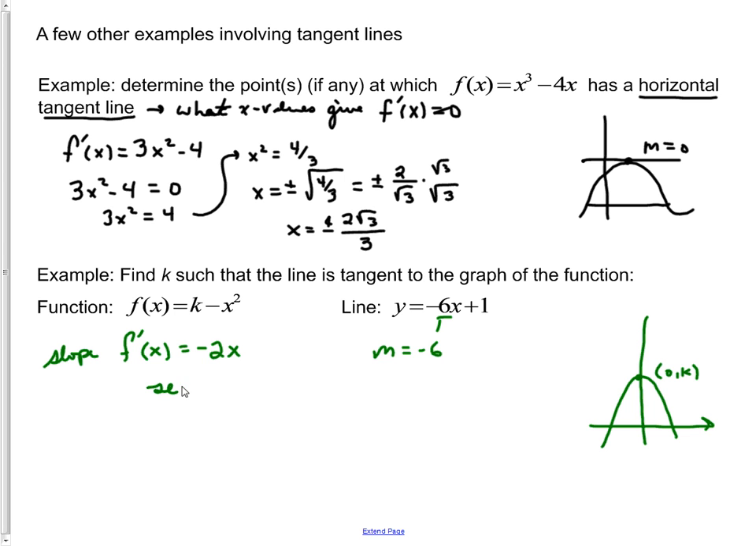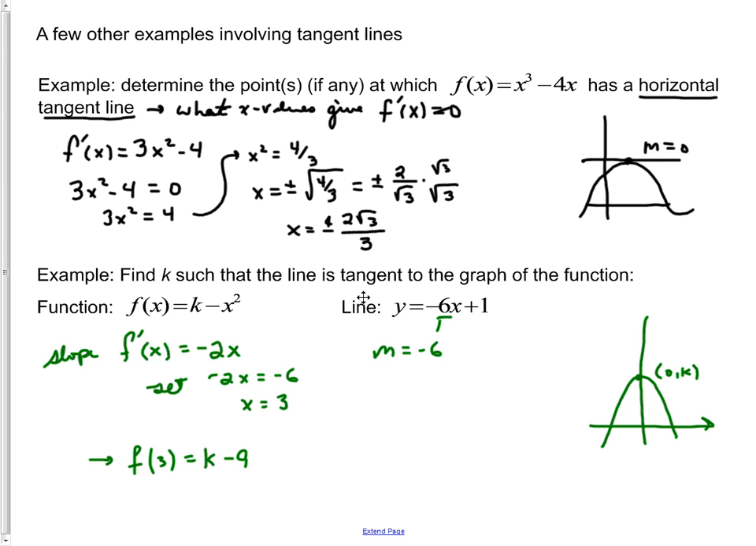That is, set negative 2x equal to negative 6, and let's solve for x. Well, that's easy, right? Divide by negative 2, and we get x equals 3. All right. So that's pretty good, right? But we still don't know much about k other than at x equals 3, we're going to get that value. So f of 3 will equal k minus 9. We still don't know what k is, but we know something about what f of 3 is.